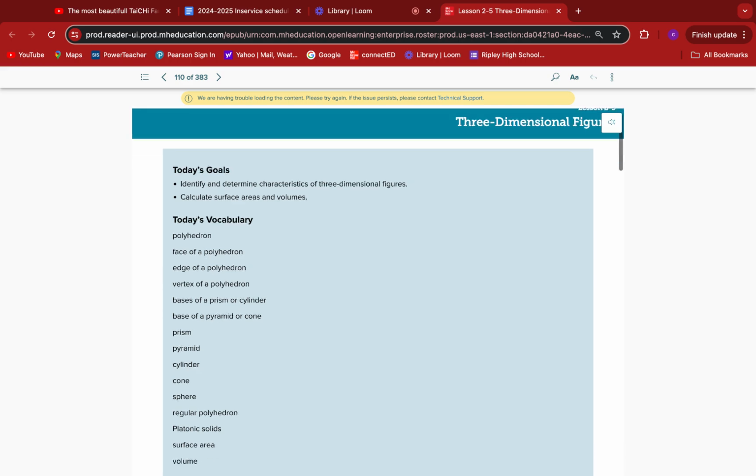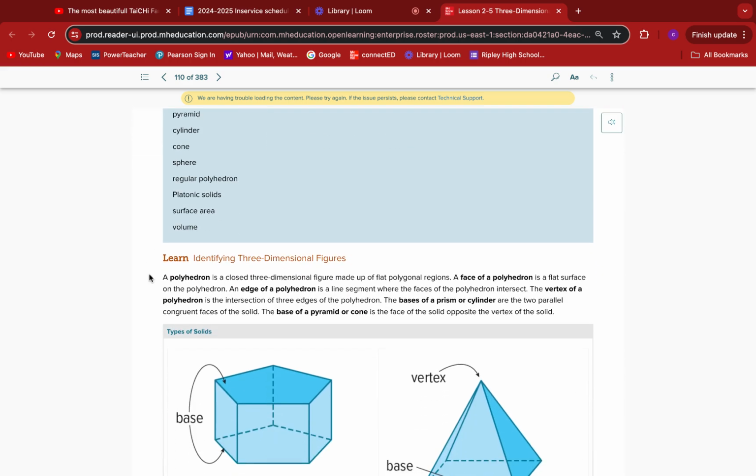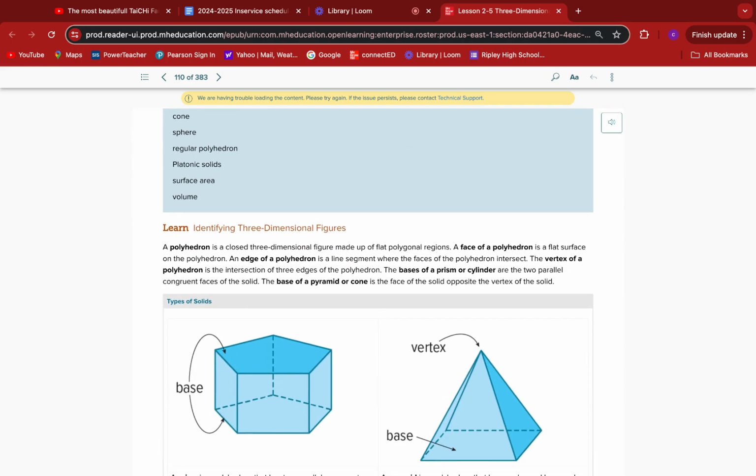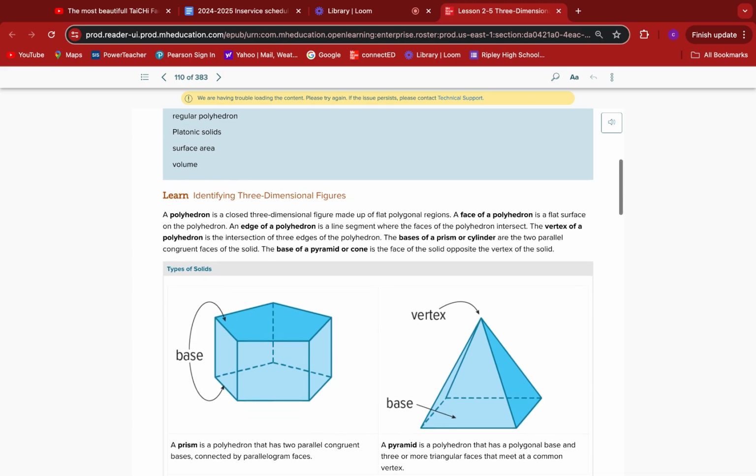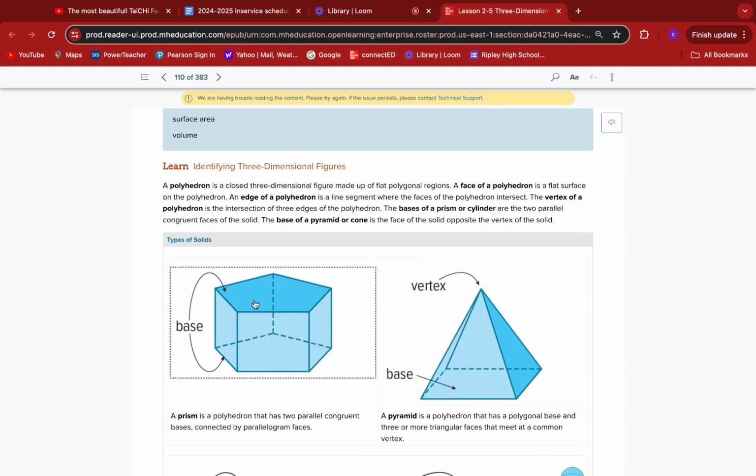Well, first off, what is a polyhedron? It's a closed, and that means there's no opening, no gaps, three-dimensional figure that's made up of flat polygonal regions. In other words, no curves. So a polyhedron is your prisms, your pyramids, not a cylinder, not a cone, because that has curvature for like the circles. All right, so a face is one of the flat surfaces.